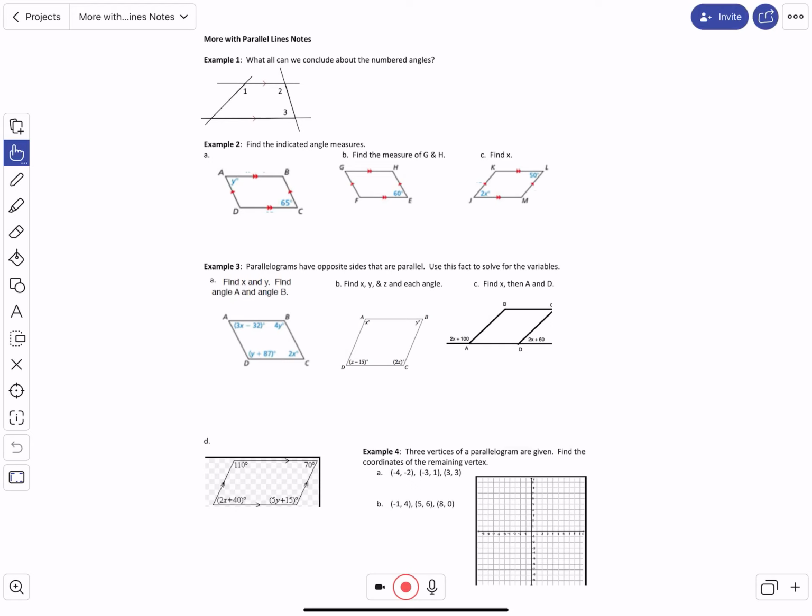More with parallel lines. So this is just more working with parallel lines. For the first example, what can we conclude about the number angles? Now, they try to throw you off by giving you a set of parallel lines, and then they throw in two transversals.